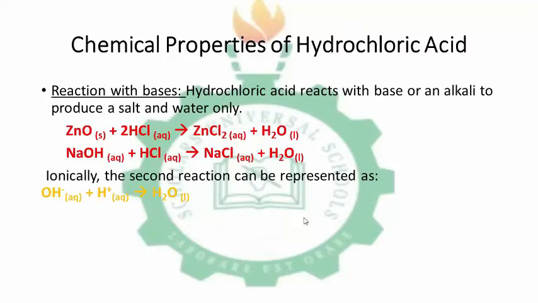Hydrochloric acid reacts with a base or alkali to produce salt and water only. We know that this reaction is a neutralization reaction. Here, a base, zinc oxide, reacts with hydrochloric acid, forming zinc chloride plus water. This is an alkali, which is also a soluble base, sodium hydroxide, reacting with hydrochloric acid, forming sodium chloride and some water molecules. And this is the ionic equation for this second reaction.